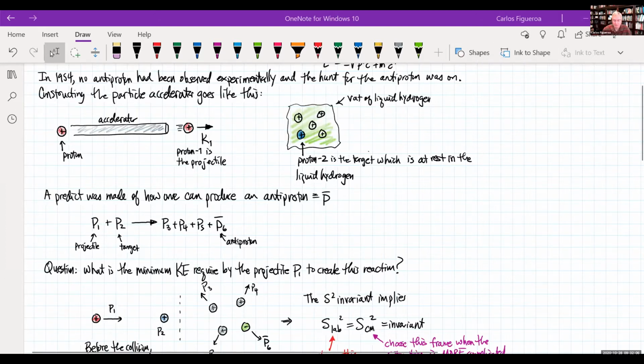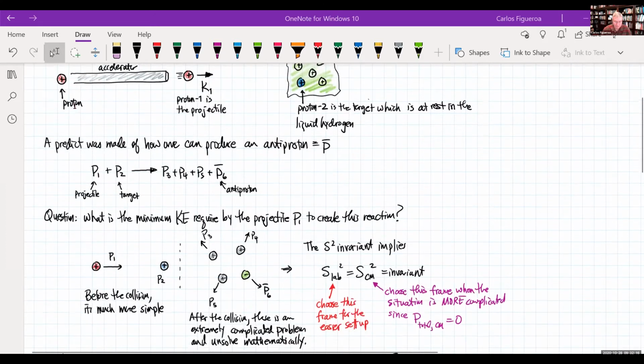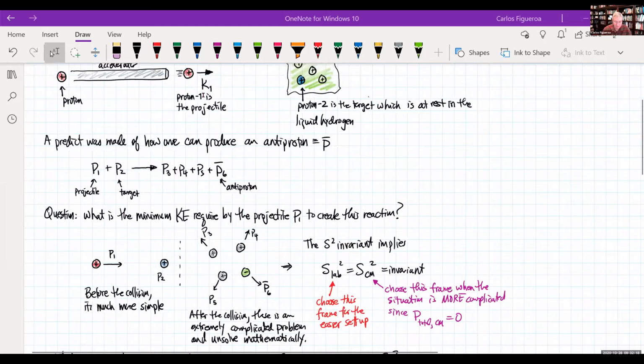And one of the things that they found is a reaction that would make quick work of it. So they took a proton, they accelerated it, and they hit another proton, successfully. And this was in a vat of liquid hydrogen. By the way, that's exactly what CERN does today.